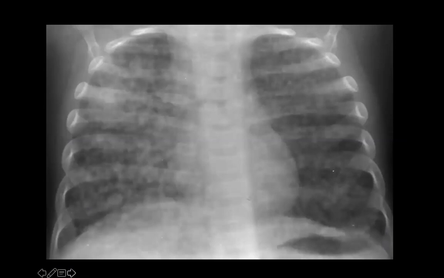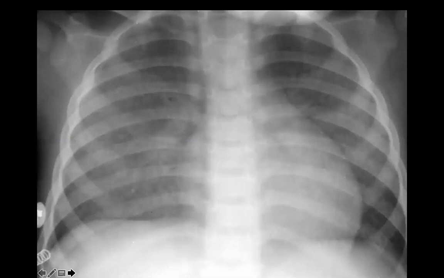And this is just a child that has miliary disease, but it's much larger than 2 millimeters. So you can see all of these nodules are up to 4, 5, 6 millimeters in size. So that still is going to be miliary TB until proven otherwise in children.